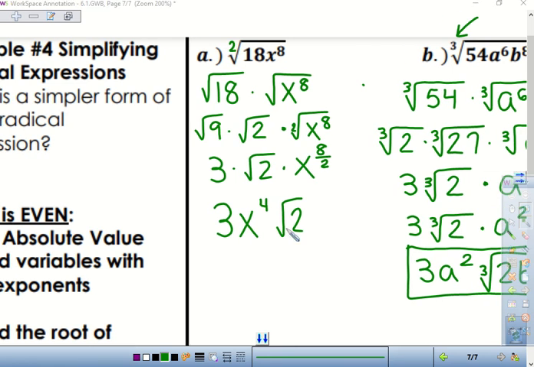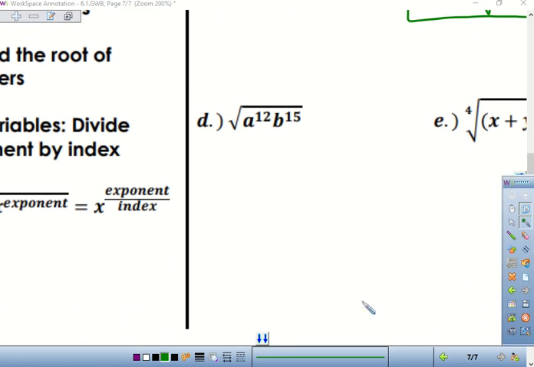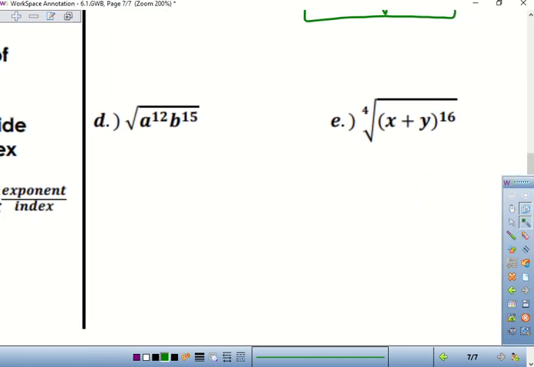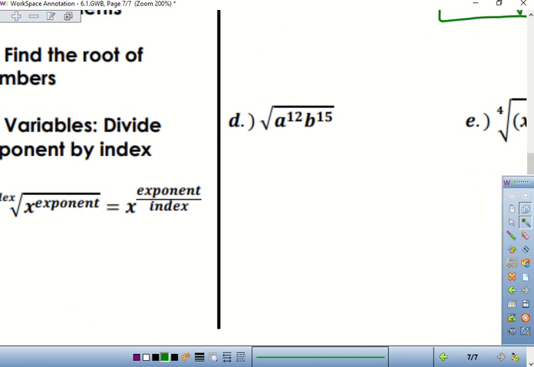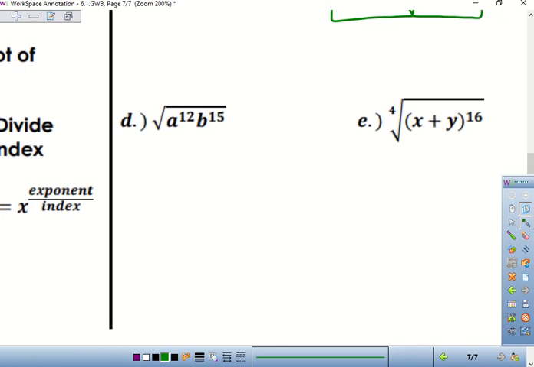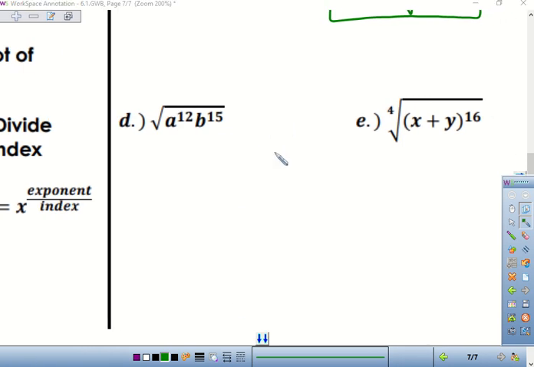Alright. Letter D. So we're going to see if we can simplify this. So, the easiest way to do this one would be to write it as a to the 12 over 2.